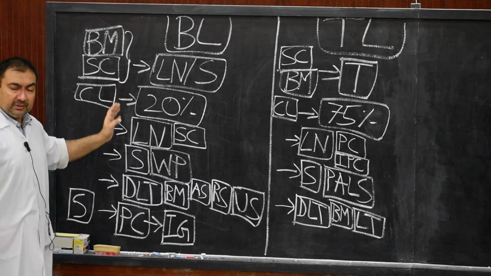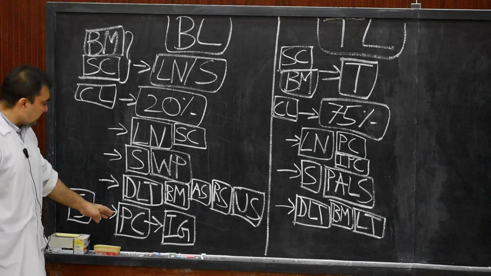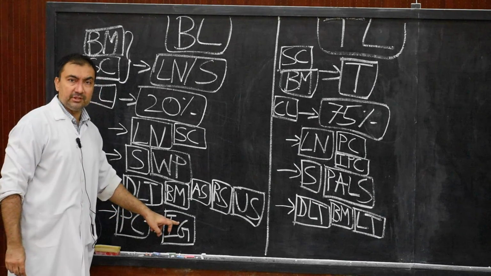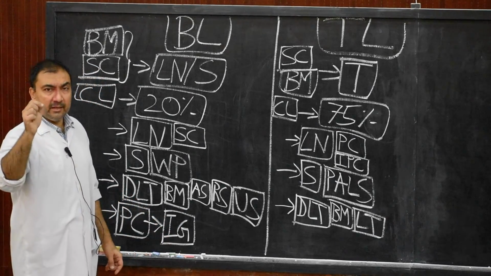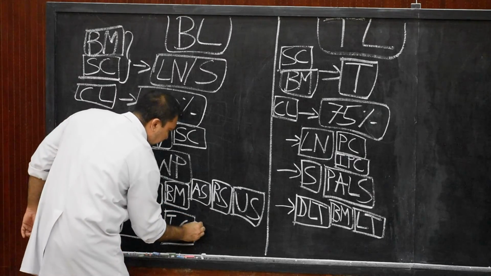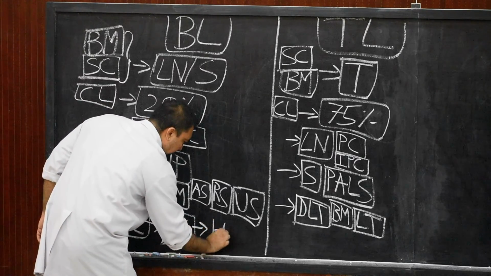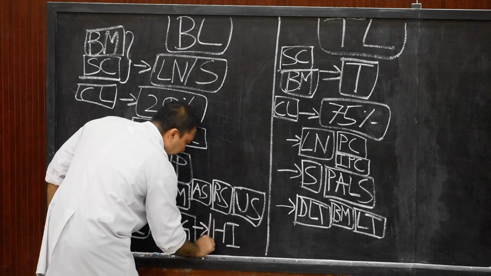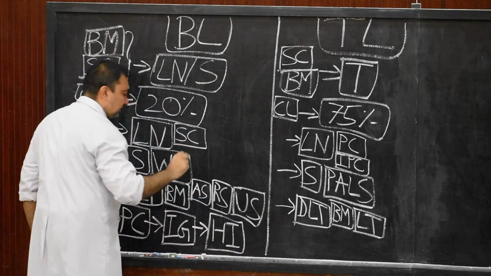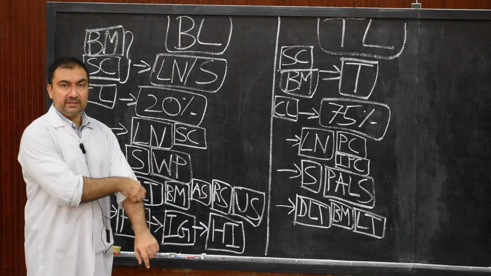So B lymphocytes upon their activation will differentiate into plasma cells, and plasma cells will later on secrete the antibodies in the form of immunoglobulins, and this will serve as the basis of humoral immunity, B lymphocytes.